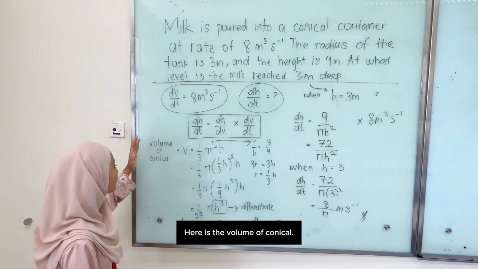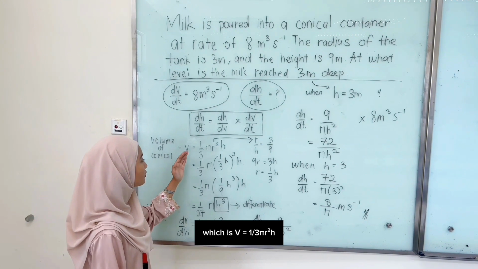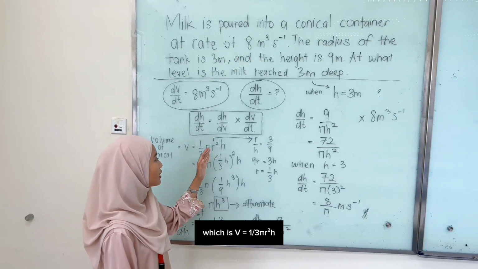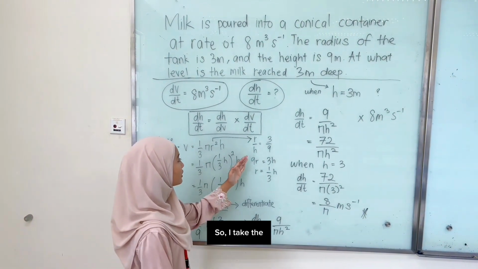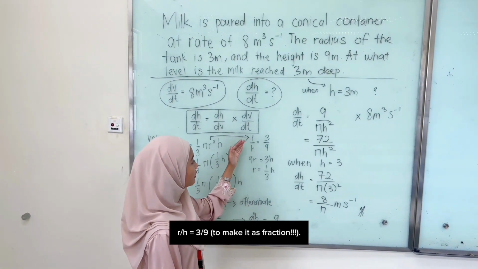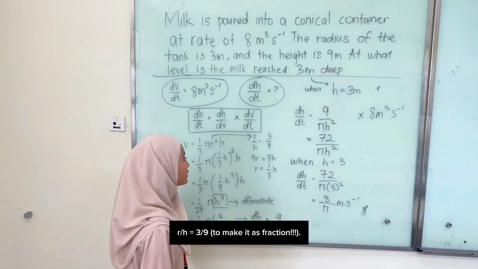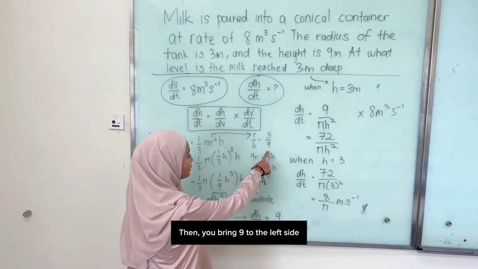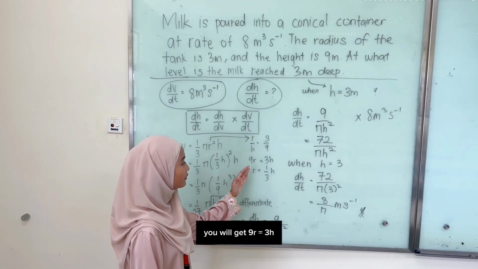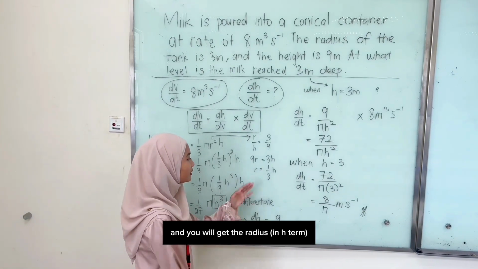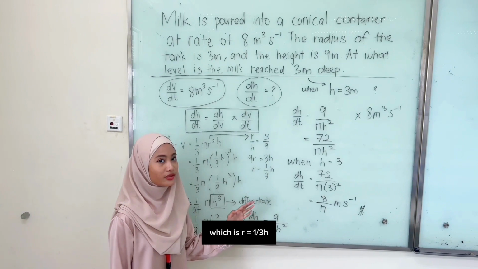Okay, here is the volume of conical. This is the formula, which is volume equals to 1 over 3 pi r square h. And then we need to find the radius. So I take the radius per height equals to 3 over 9. And then you bring 9 at the left side. You can get 9r equals to 3h. And you get the radius, which is radius equals to 1 over 3h.